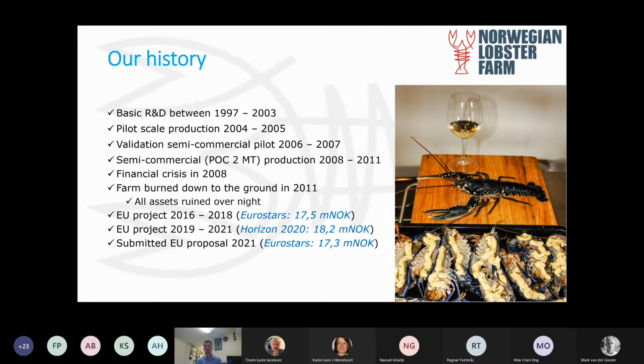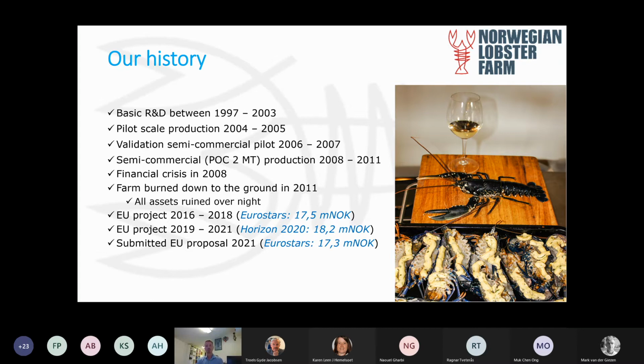Our commercial setup back then was a completely automated farm, which could be remotely controlled. And that was 2 years before the iPhone entered into the market. So it was quite an advanced farm. But the financial crisis hampered further capital growth. And we just proved the concept during that period. And unfortunately, the farm burned down in 2011 and we lost all assets. So that was a dark period for a few years after that, where we mitigated bankruptcy.